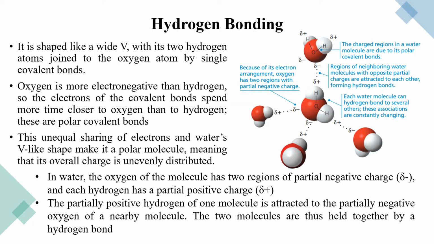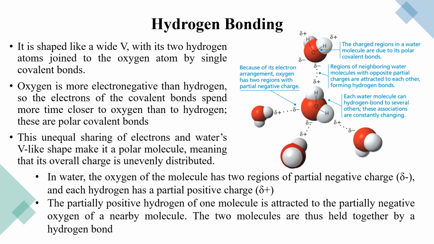Hydrogen bonding. Water has a V-shaped molecule with its two hydrogen atoms joined to the oxygen atom by single covalent bonds. Oxygen is more electronegative than hydrogen, so electrons of the covalent bonds spend more time closer to oxygen than to hydrogen. These are polar covalent bonds.